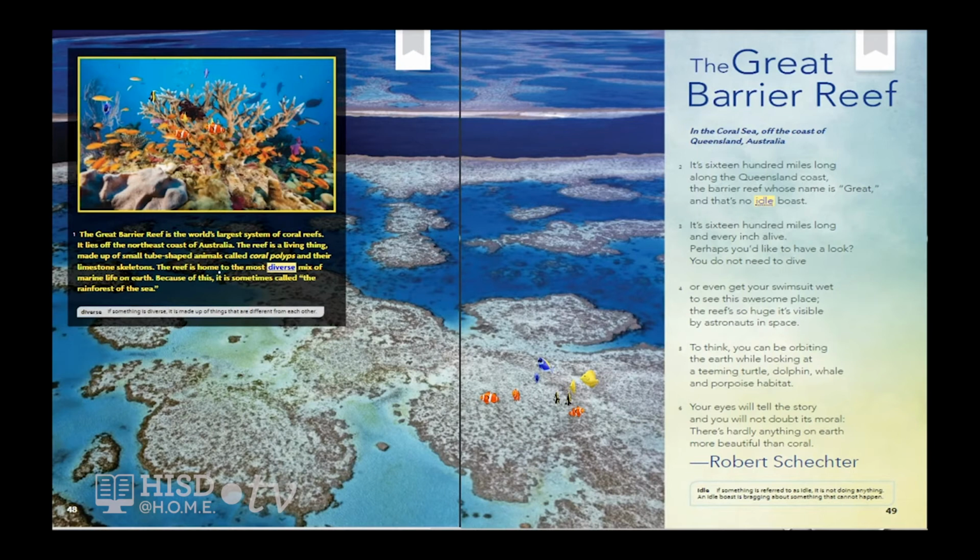Now, let's go ahead and read our poem, The Great Barrier Reef by Robert Schechter.